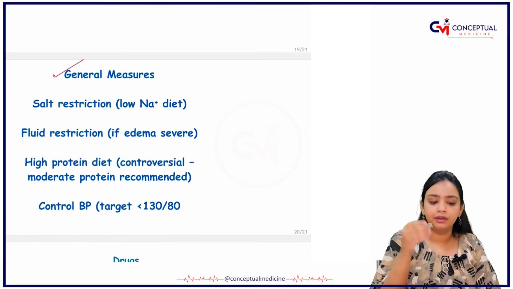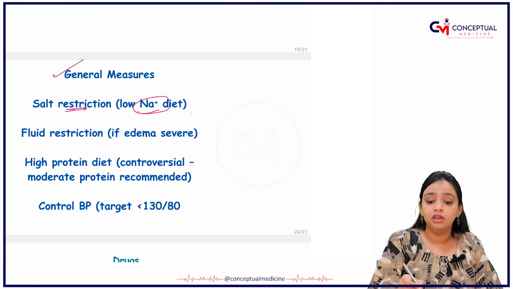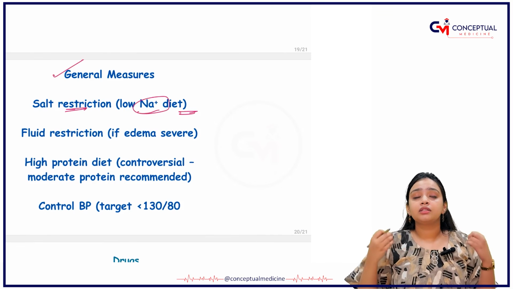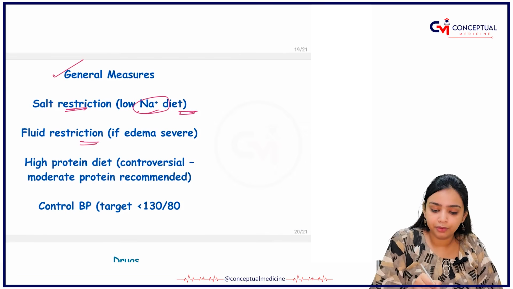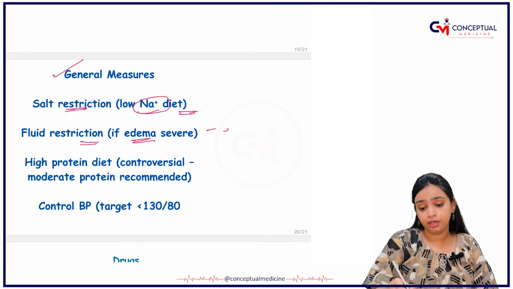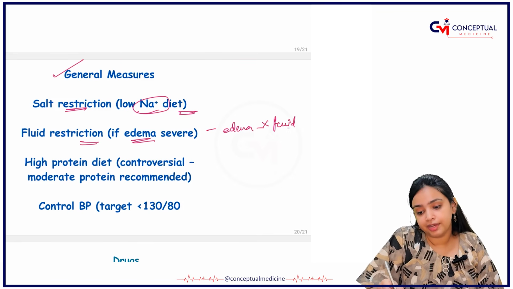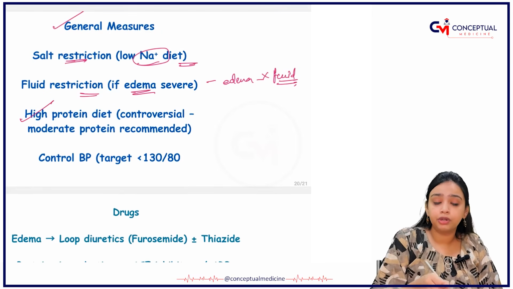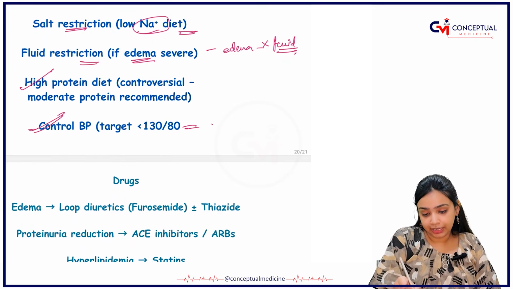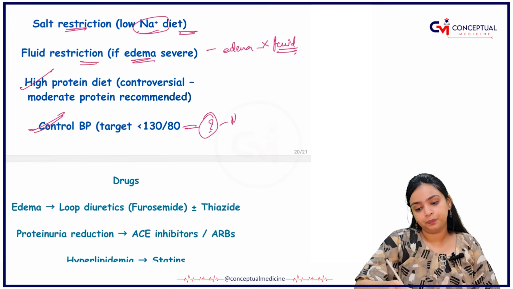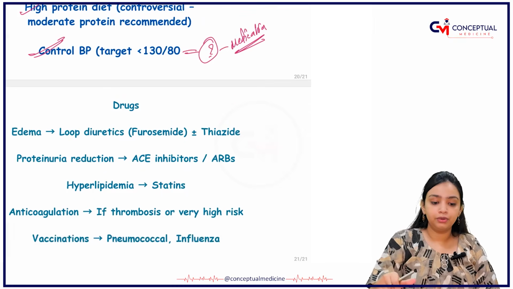What is the treatment? First thing we have to do is salt restriction. We have to ask the patient, sir, please take a low sodium diet. There should be fluid restriction if edema is there. High protein diet should be followed and control the BP of the patient. And tell me, what are the medications we will use to control the BP, that you have to tell me.